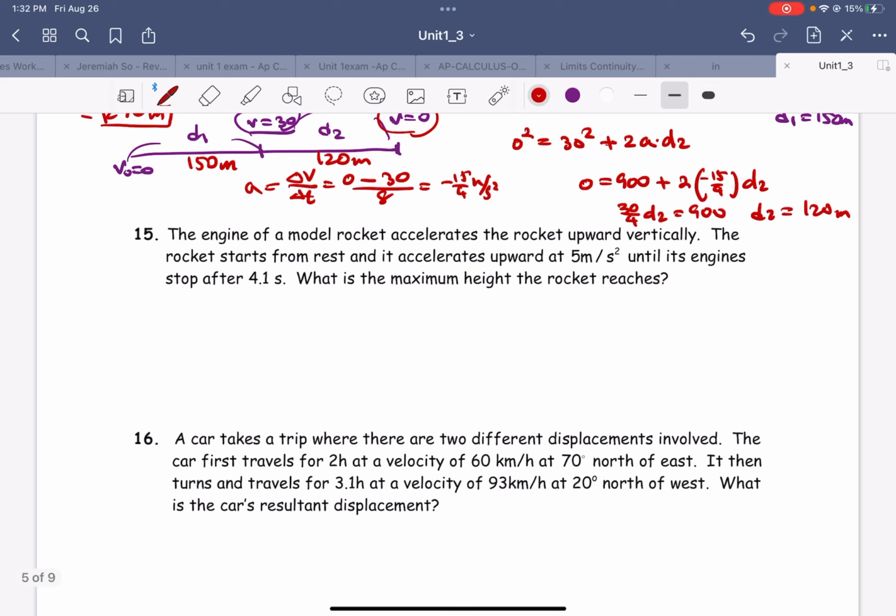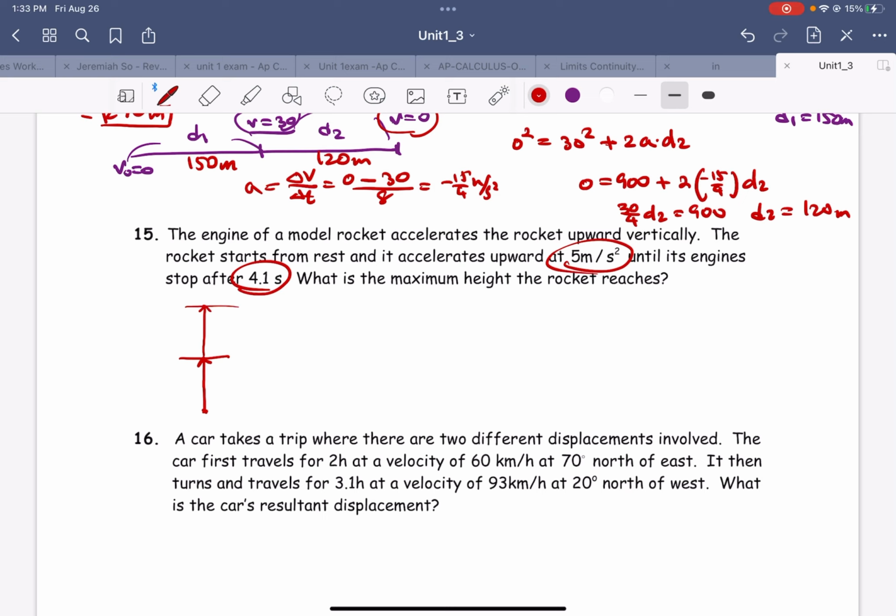Number 15, the engine of a model rocket accelerates the rocket upward vertically. The rocket starts from rest and accelerates upward at 5 meters per second squared until its engine stops after 4.1 seconds. What is the maximum height the rocket reaches? Let's say the rocket launches from the ground and reaches a certain point here, and then it stops the engine but still keeps going up, right? And then the maximum height it will reach.